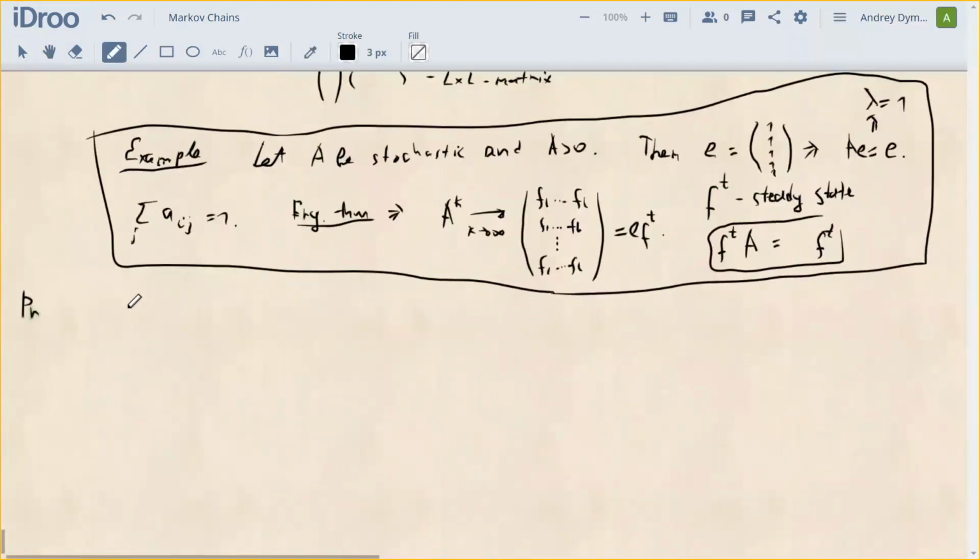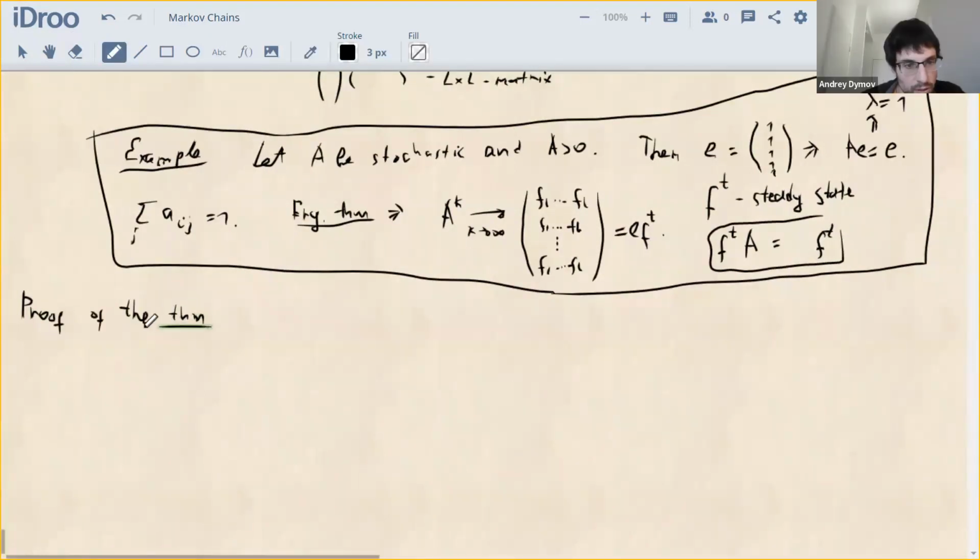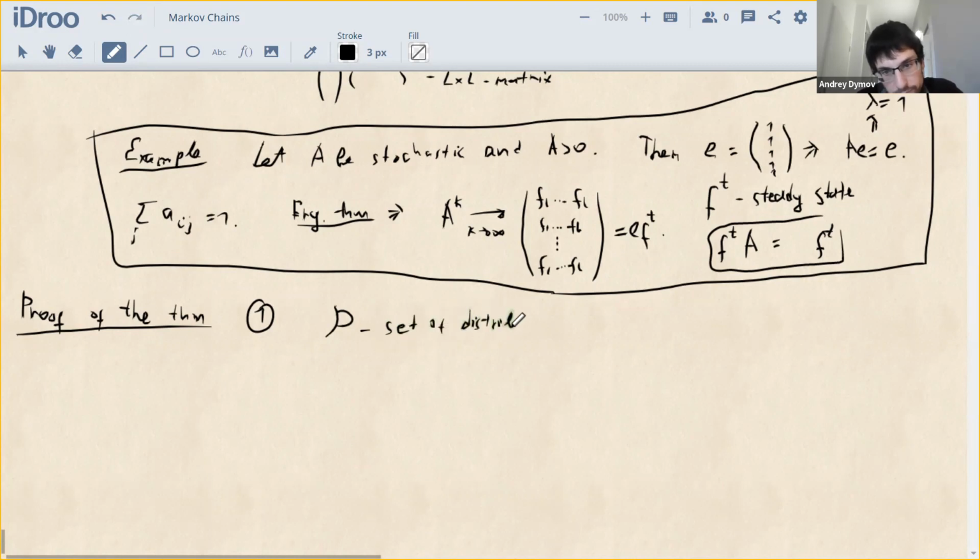Yes. Proof of the theorem. Now let us turn to the general situation. First, we need to show that indeed there exists a positive eigenvalue associated with positive eigenvectors. To this end, let us consider the space of all distributions. Well, this isn't a space, right? Because it's a simplex, the set of all distributions. These are non-negative vectors such that the sum of their components is 1, right? So this is our usual notation. And let us consider the following mapping defined on this set. I will denote it A hat.